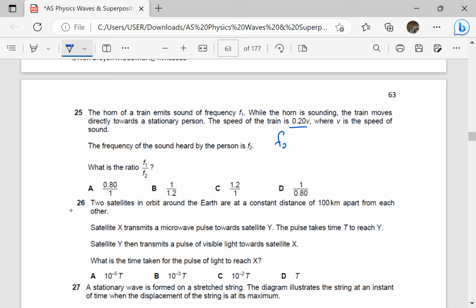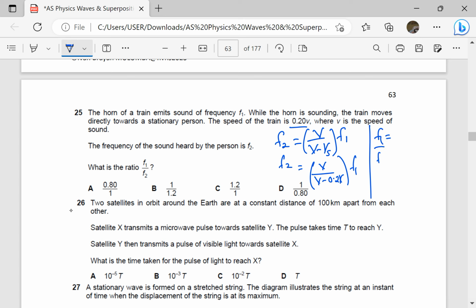let's find F2 first. The observed frequency is going to be V divided by V plus, because it is moving towards, so this is going to be minus speed of the source, then times the horn of the train emits sound of frequency F1. So this will be times F1. So it means F2 is going to be V over V minus speed of the train, which is 0.2 V, then times F1. So I want F1 over F2.